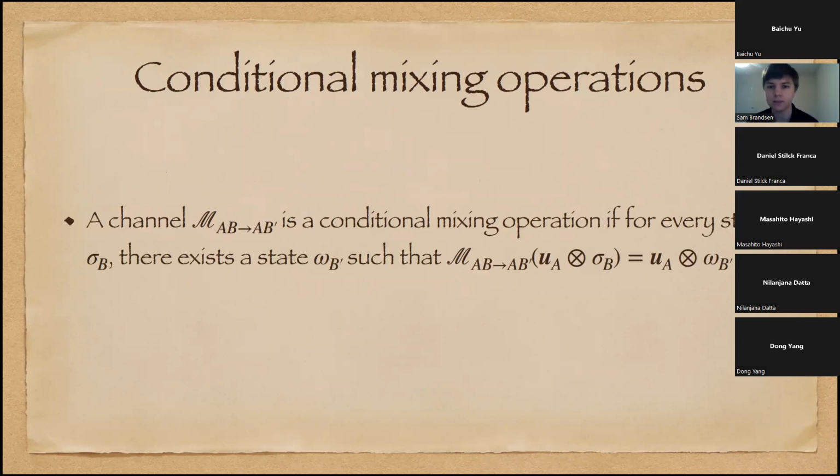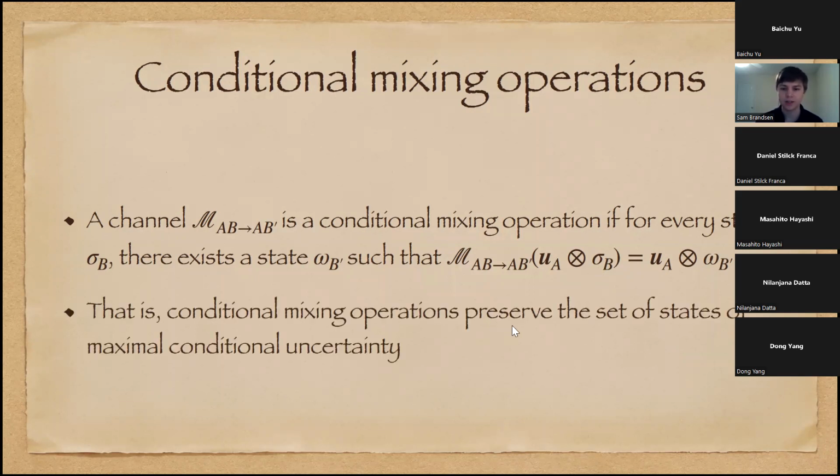We can now define our quantum conditional mixing operations. So we know that in the classical case, our conditional mixing operations would preserve the set of maximally uncertain bivariate distributions, which were of the form U tensor Q for an arbitrary classical distribution Q. So in the quantum case, we are going to say that a channel M is a conditional mixing operation if for any state sigma B, there exists a state omega such that the channel M acting on U tensor sigma will give you U tensor omega. So we're preserving the set of maximally conditionally uncertain quantum states of the form U tensor sigma, where now sigma is just an arbitrary quantum state. So conditional mixing operations will preserve the set of states of maximal conditional uncertainty.